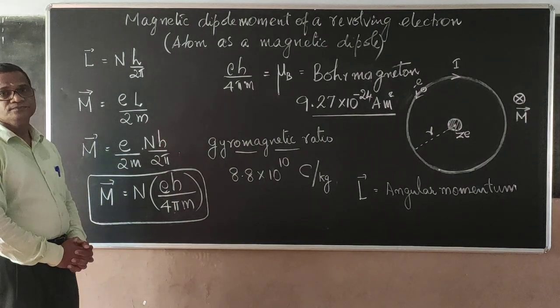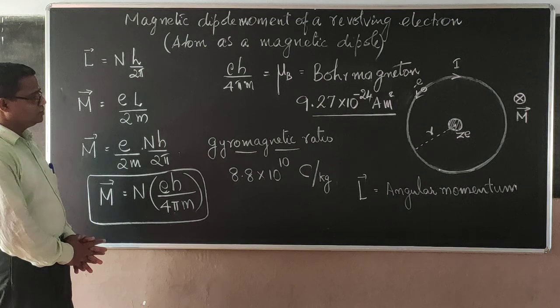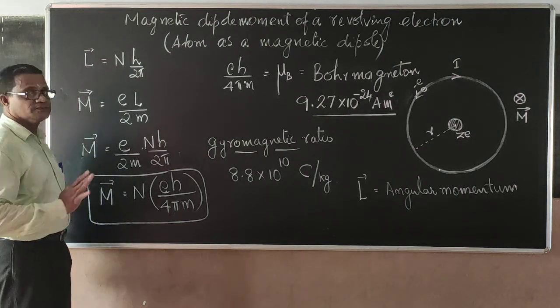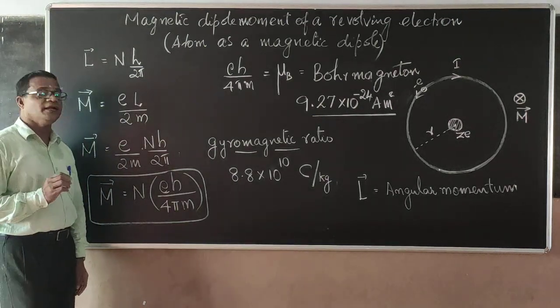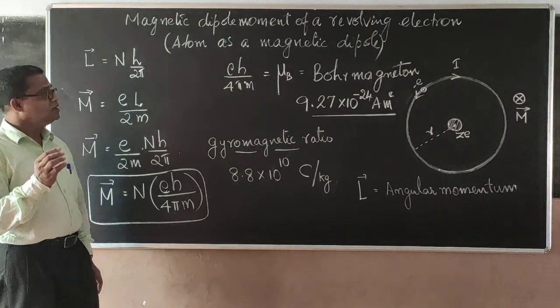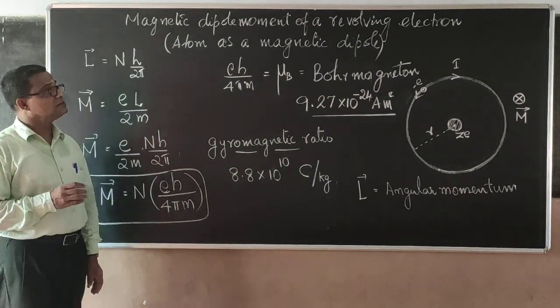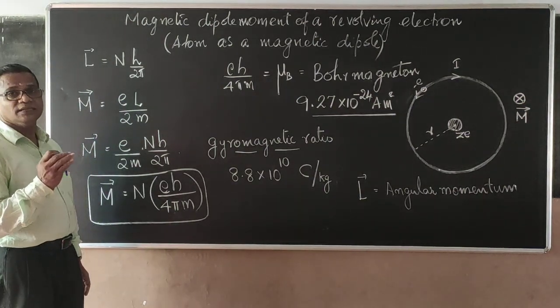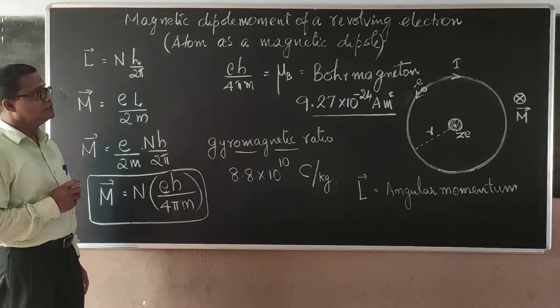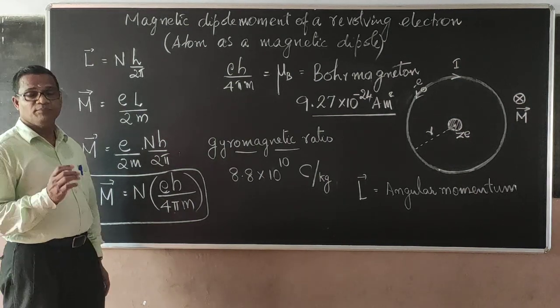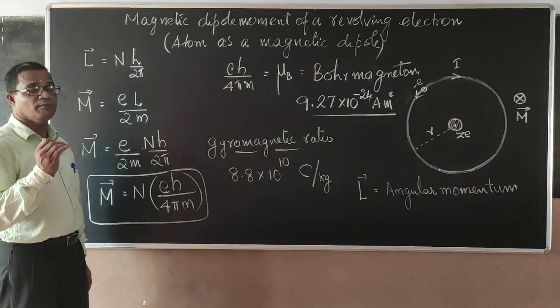Alright. So understand all these things. An atom with an unpaired electron in the valence band will possess a magnetic dipole moment, and that magnetic dipole moment is called the atomic magnetic dipole.